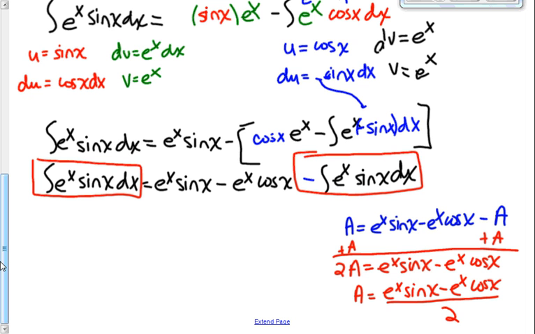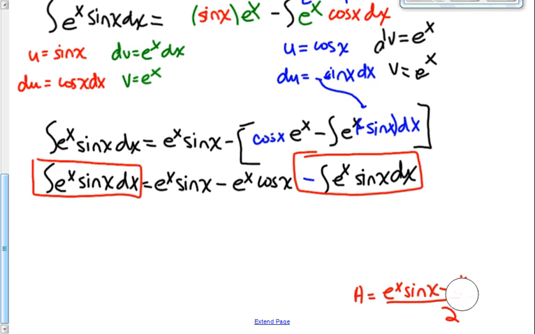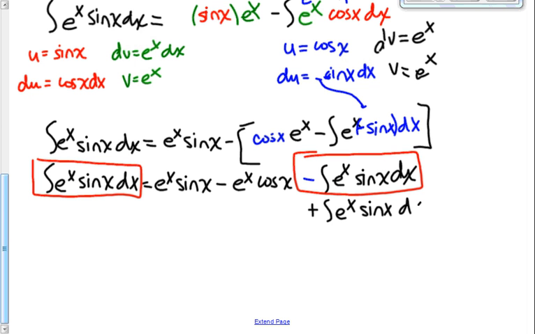of e to the x times sine of x dx. So we're doing the exact same thing. So I'm going to add to both sides of my equation the integral of e to the x sine of x dx to the right side of the equation and the left side of the equation.